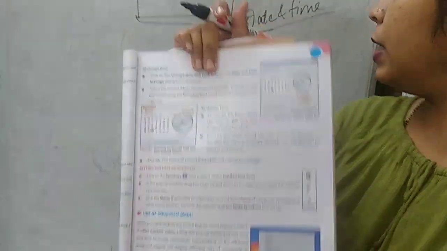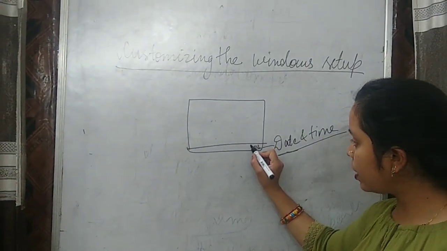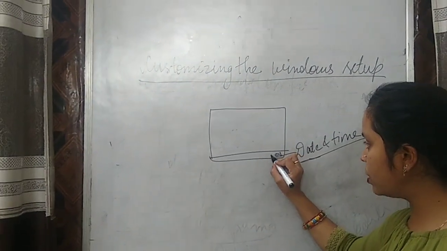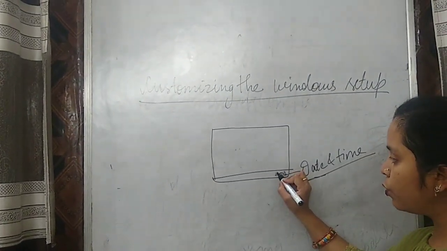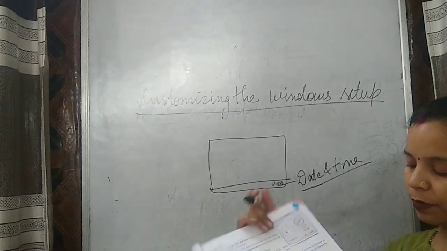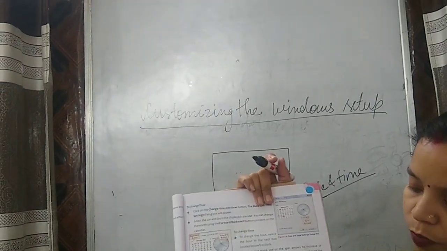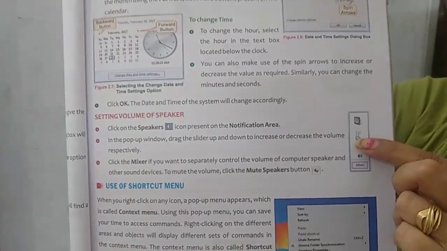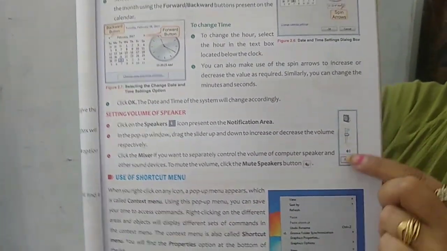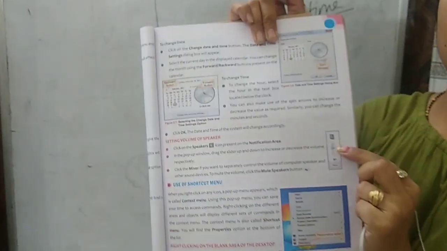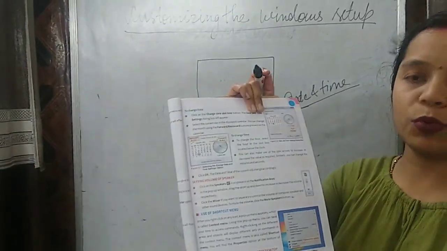Now next in your book, it is given setting the volume of the speaker. It's also very easy. When you open your computer, a speaker option is also shown. You will click on this speaker option, and it will open a menu like this. This box will be opened, and by dragging it up and down, you can increase or decrease the volume of the speaker of your computer.